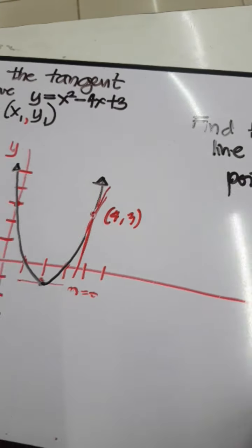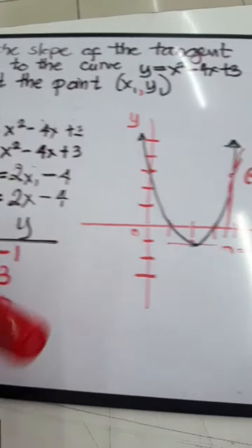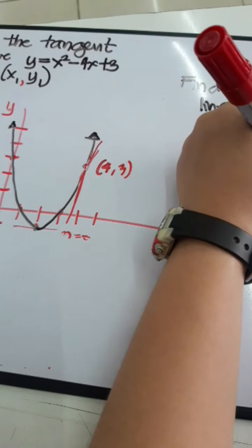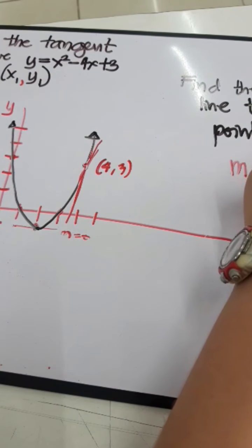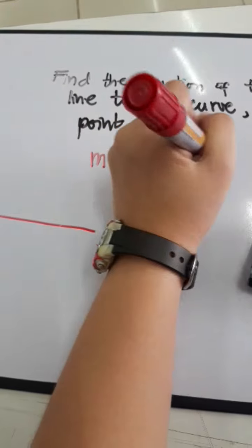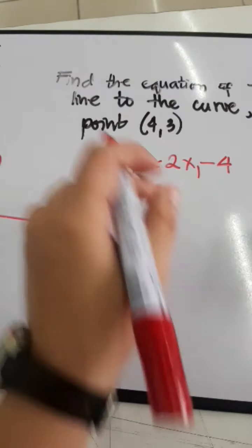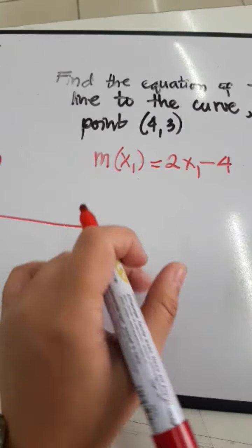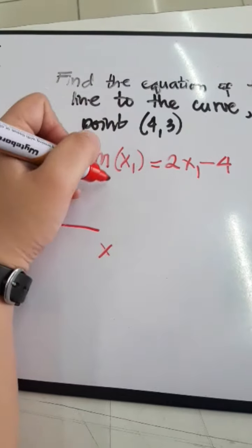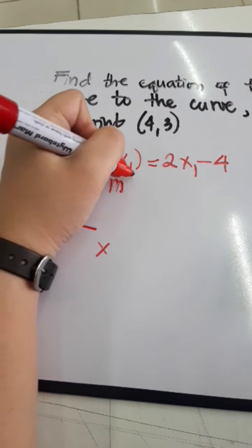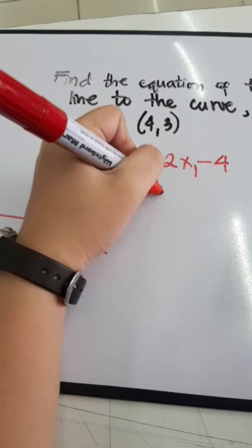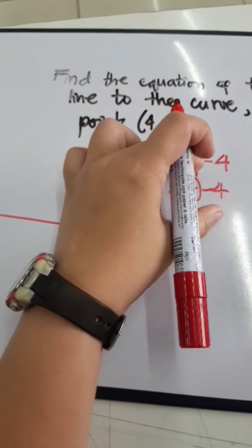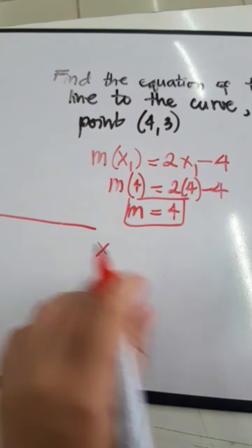So, we recall that we have this equation of the slope of our tangent line. m of x sub 1 is equal to 2x sub 1 minus 4. Okay? Then we have the points 4 and 3. Then we are going to find the slope value. Okay? Then the slope at 4 is equal to 2 times 4 minus 4. The slope is equal to 2 times 4 is 8 minus 4 is equal to 4. So we have the slope value.